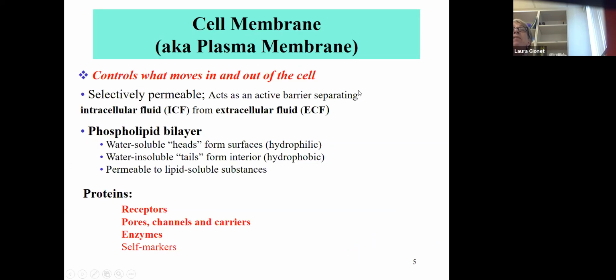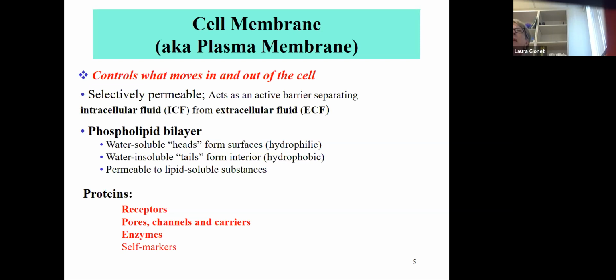Okay, so then we have the cell membrane, really referred to as the plasma membrane, and that controls what moves into and out of the cell in its entirety. It's selectively permeable and acts as an active barrier separating the intracellular fluid from the extracellular fluid. So it's a fatty layer surrounding the cell to just set up some kind of a wall and discriminating region between outside the cell versus inside the cell.